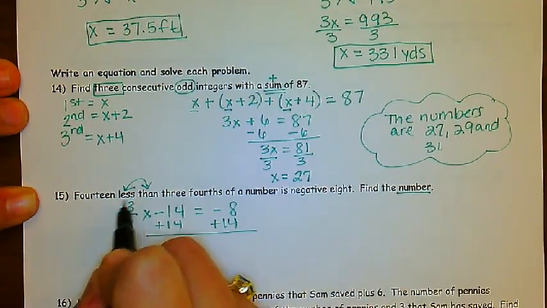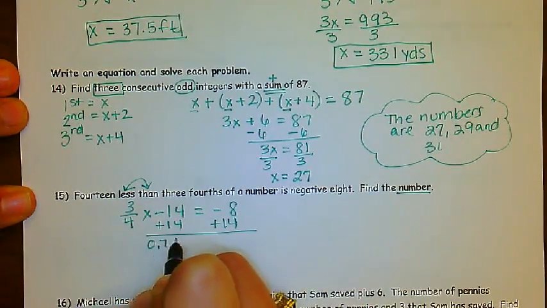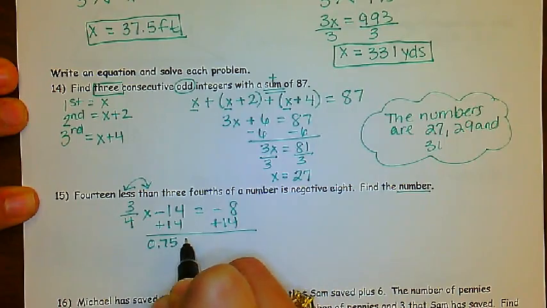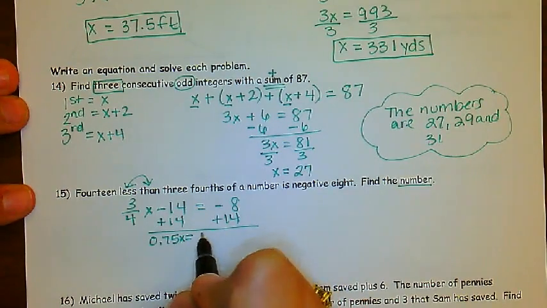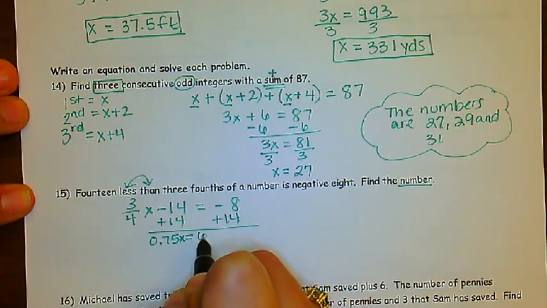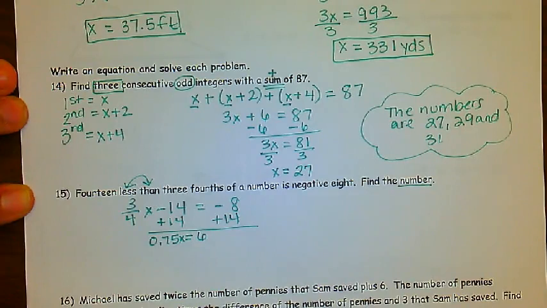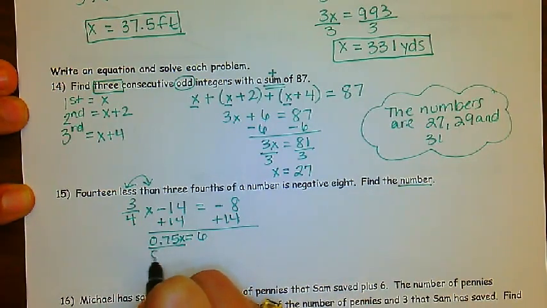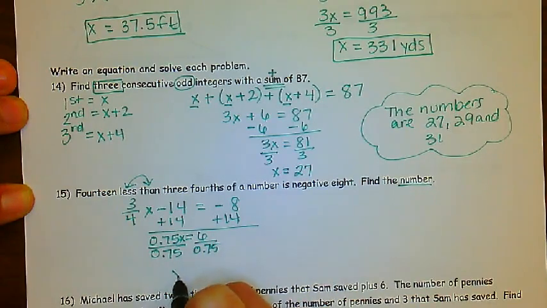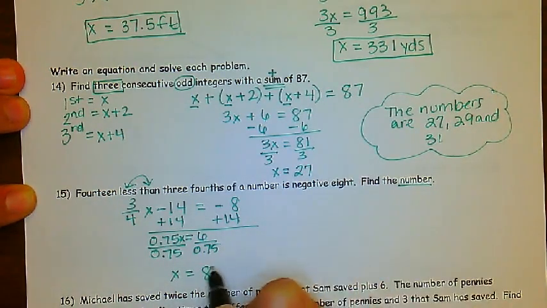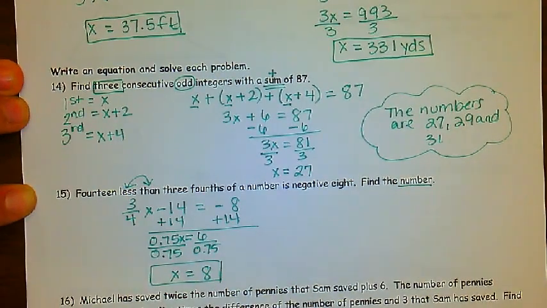Okay, when I rewrite this, I'm actually going to rewrite this as 75 hundredths x. Okay, it'll just be easier for you guys, and you can put it right in your calculator if you need to. Okay, over 6 is equal to 6. Let's divide both sides by 75 hundredths, which means the number is 8. Okay, I'm just going to leave it like that.